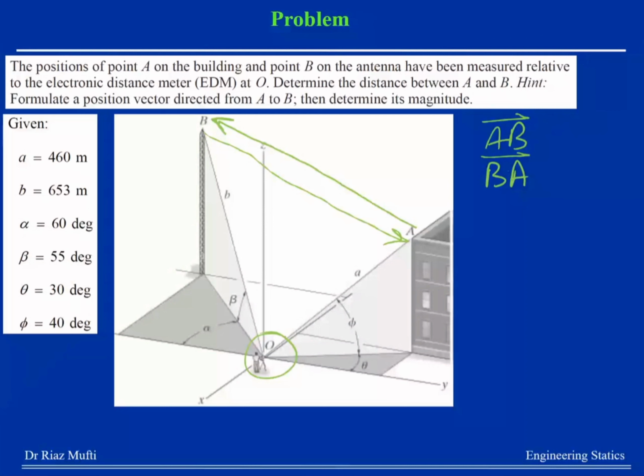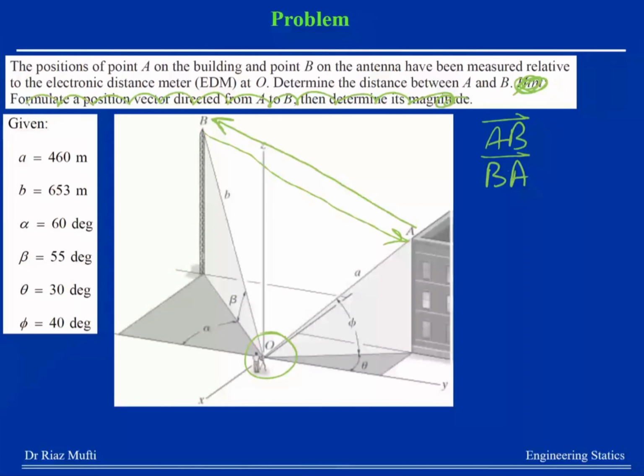Sir, it is written from A to B, so we will simply take AB. Where is it written A to B? Sir, in the third line of the question. Okay, that's a hint. Forget the hint now. That's not part of the question.